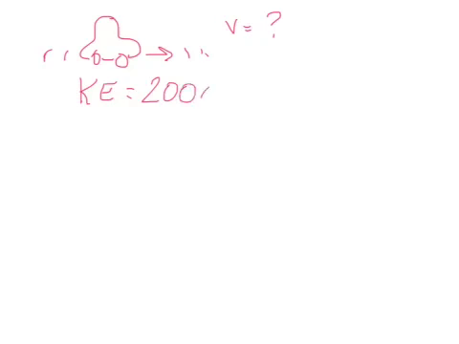Okay, so let's look at it another way. Let's say we have a car and it's moving along at some velocity that we don't know, but we know the kinetic energy. Let's say we have a car. It has a kinetic energy of 2,000 joules and it has a mass of 400 kilograms. Well, what is its velocity?